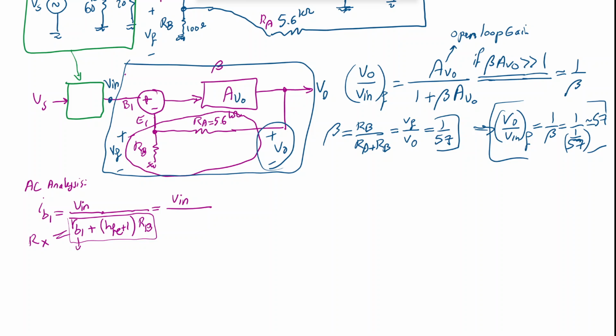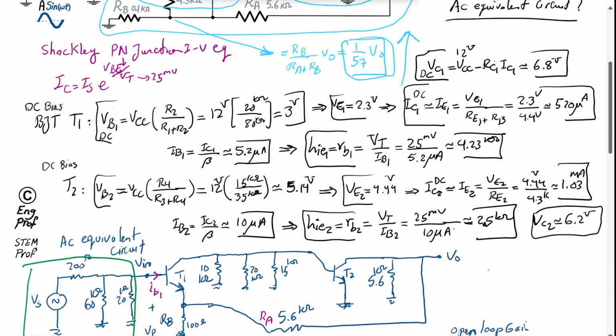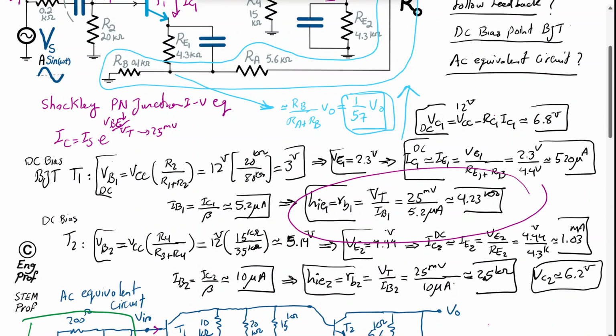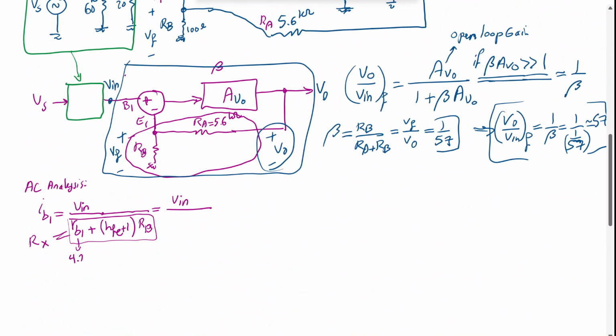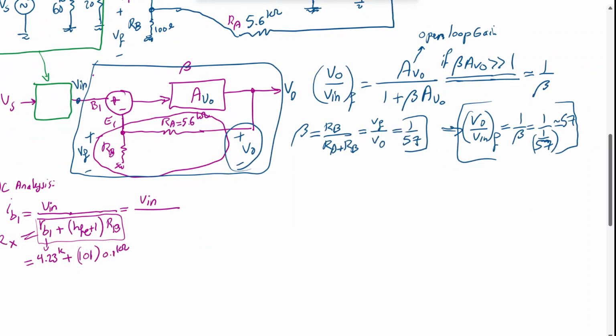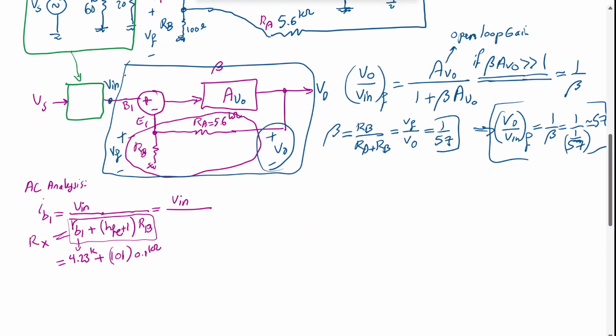Okay, all right, then this Rx is what? This is the value I computed here, 4.23 kilo ohm. So I'm going to just substitute it there: 4.23 kilo ohm plus this one, 101, times RB, which is 100 ohm. So that would be 0.1 K. So in summary, this Rx is simply on the order of, say, 14.24 or 25, say 14.25 K.